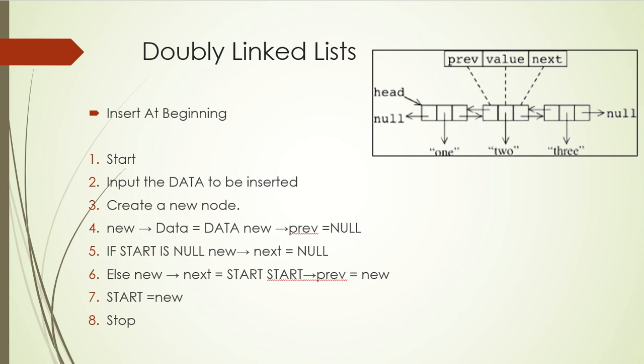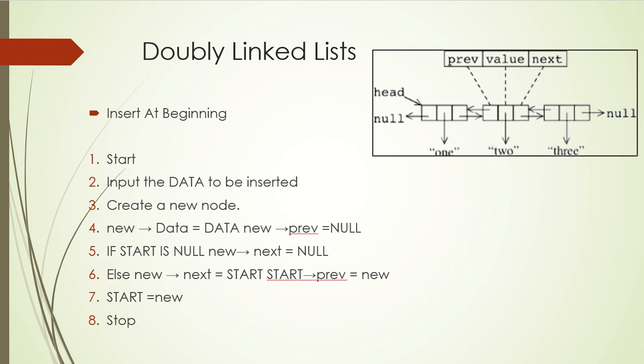In the first case, you have to get the data from the user, create a node, and add the data to the data field of the newly created node. Set the previous value as null, because this is going to be the first node of the list, so obviously its previous link field will be null. Now what should be the next field? Suppose this was the first node of the list. In that case, your head pointer, which is written as start here, will be null. If the head pointer is null, then the newly created node is the only node of the list.